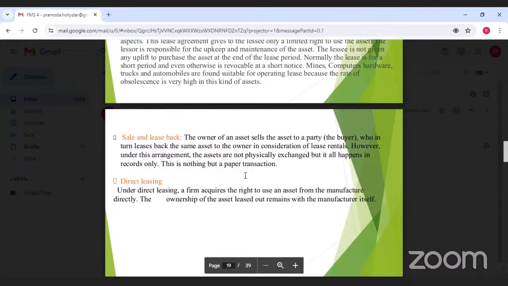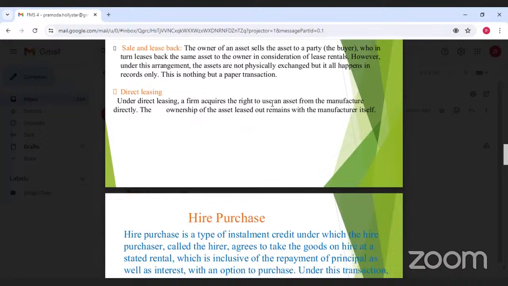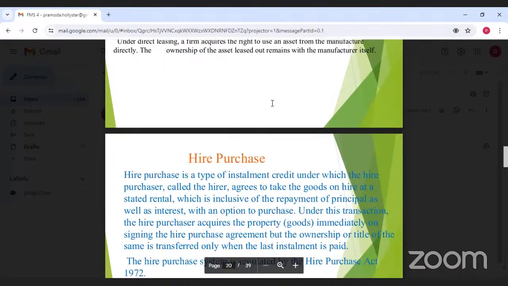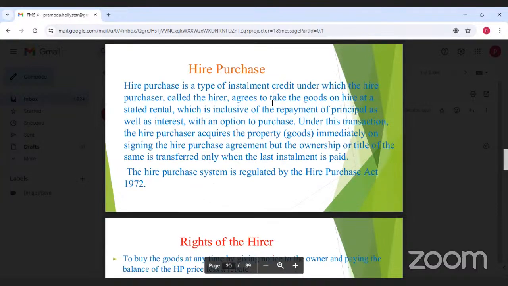Am I clear with various types of lease? Yes, ma'am. Yes, ma'am. Yes, ma'am. So we are done with lease finance, and let us learn what is this hire purchase system.